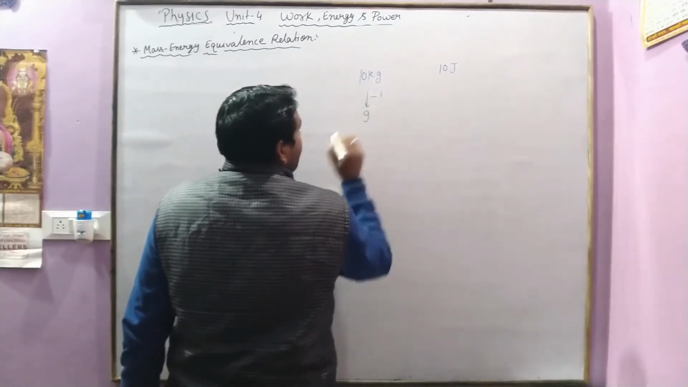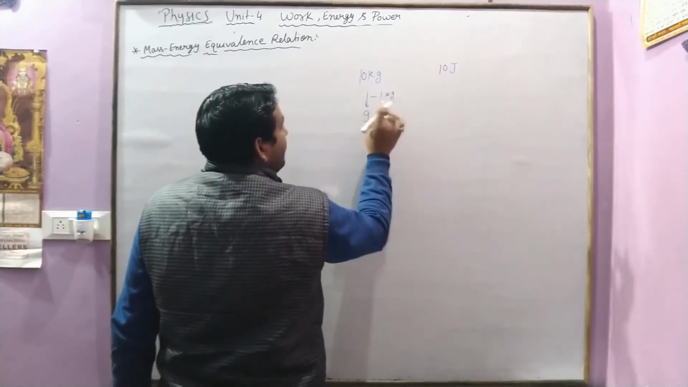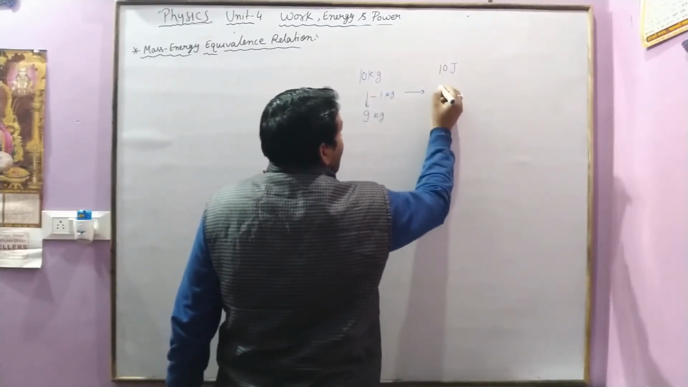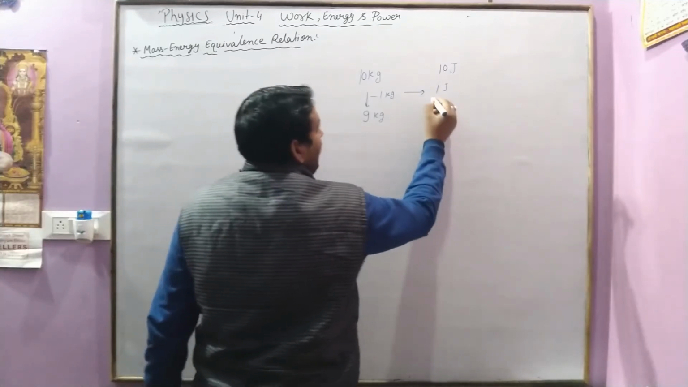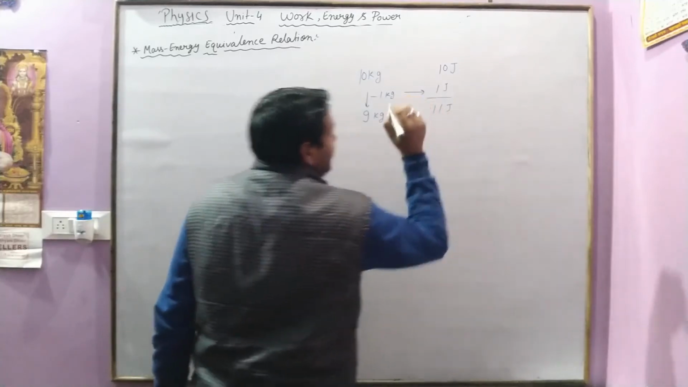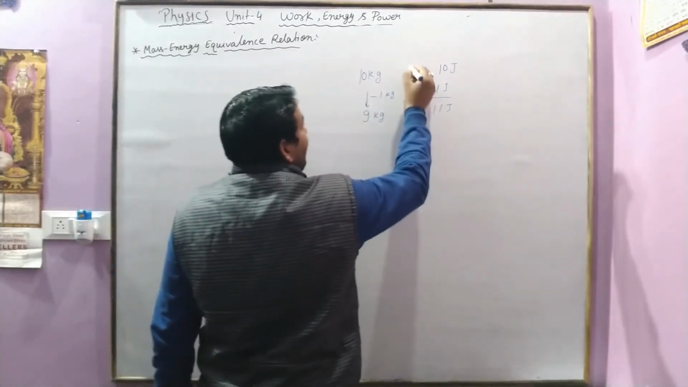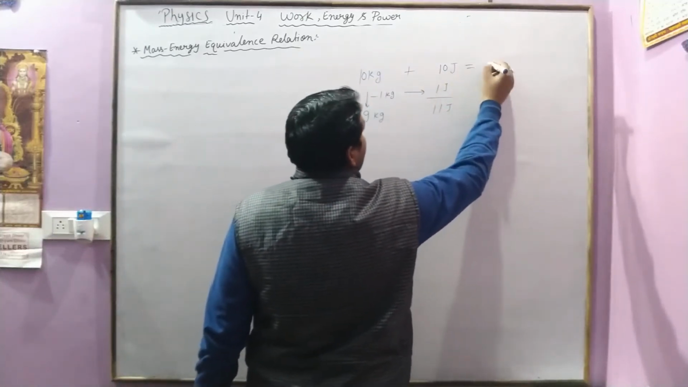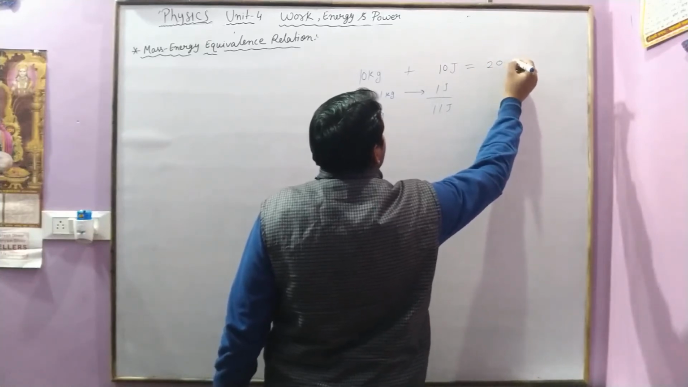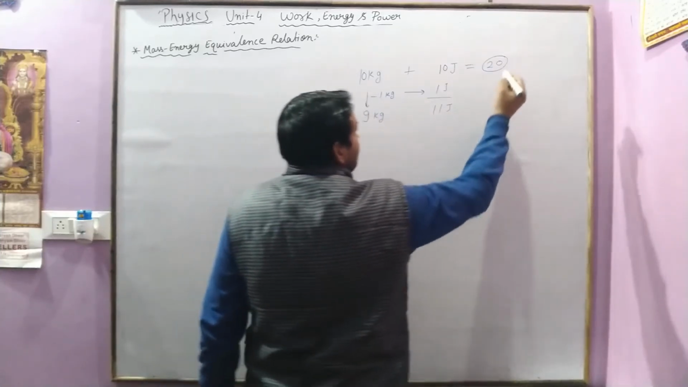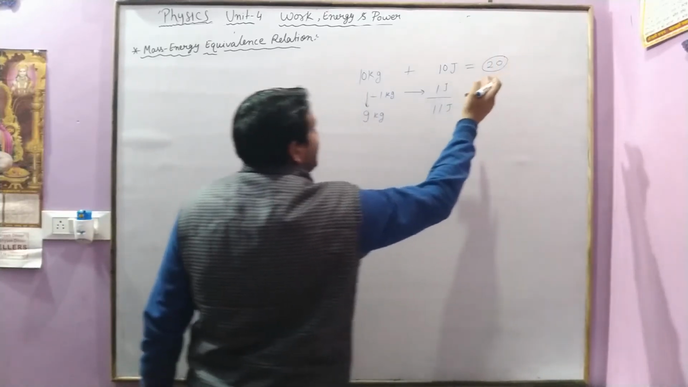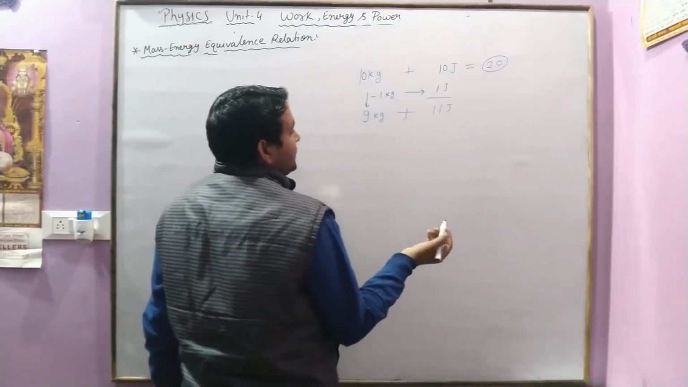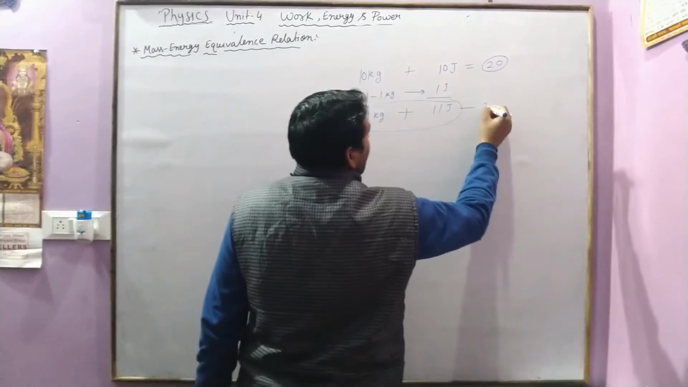that 1 kg of mass is taken out and it will be converted into energy, then this mass is converted into energy by 1 joule, and then the total energy of the universe becomes 11 joule. Then according to him, if mass and energy are equivalent to each other, then initially we have 20 joule energy or 20 kg of mass, and after applying the process, we have again the sum equal to 20.